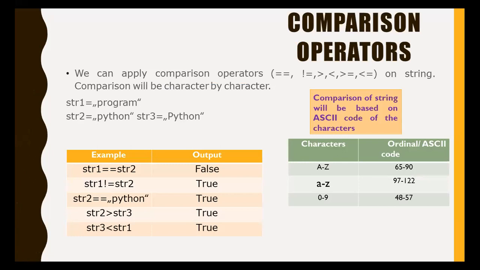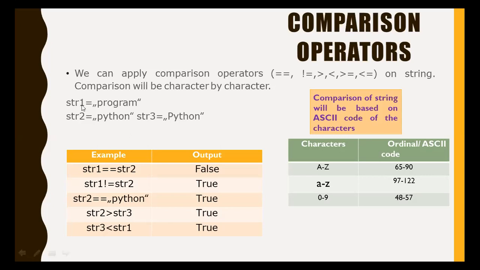We can apply comparison operators like double equal, which is for equality, not equal (exclamation symbol and equal), greater than, less than, greater than or equal, and less than or equal. These comparison operators we can use with strings. The comparison is done character by character.